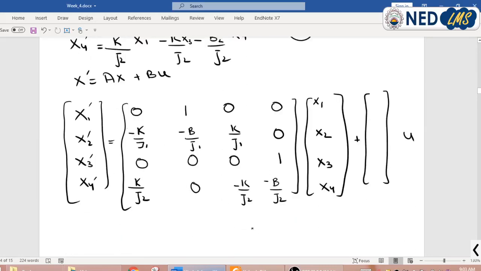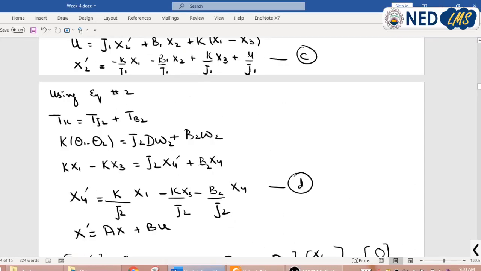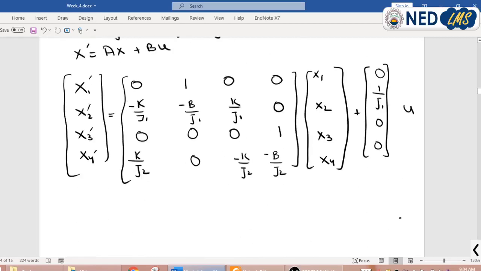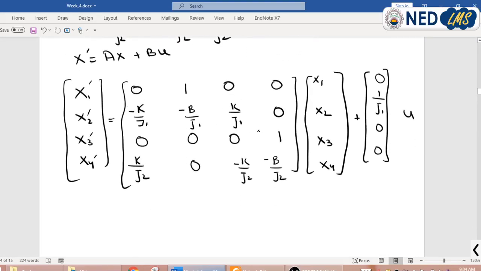So we have no dependency on u for x1, and in x2 we have a dependency, the coefficient of u being 1 over J1. So I will write 1 over J1 here, no dependency in x3, no dependency on x4. So this is the state matrix which we use to write the state space representation.